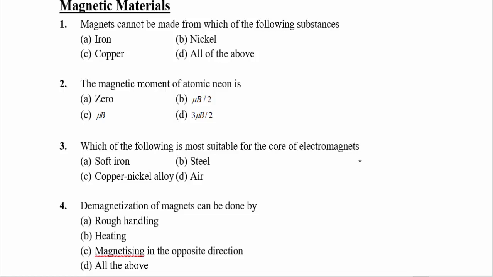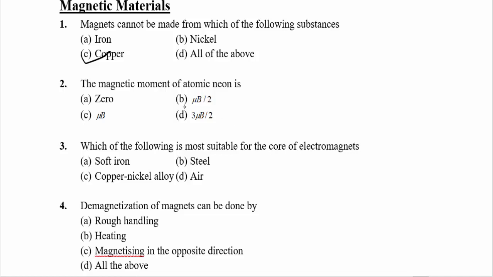Next questions on magnetic materials. First question, magnets cannot be made from which of the following substances? Iron, copper, nickel, or all of the above? The answer is copper. Copper is diamagnetic, so magnets cannot be made from diamagnetic substances. Okay, copper.